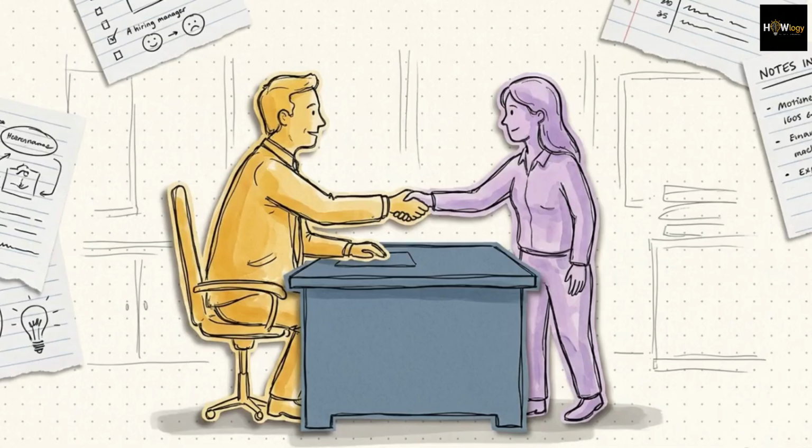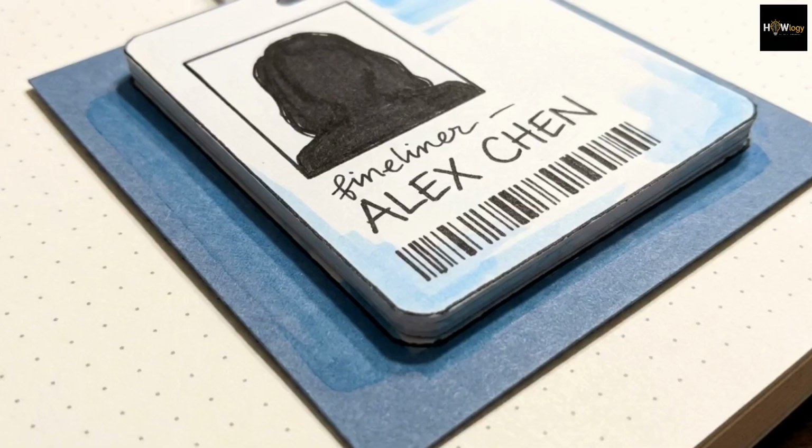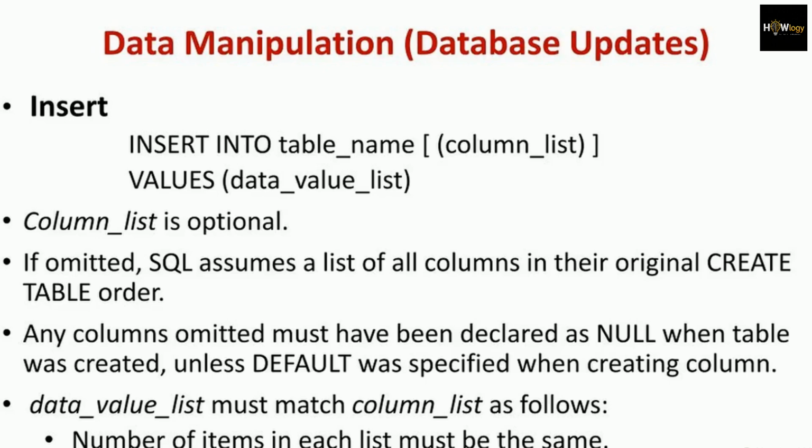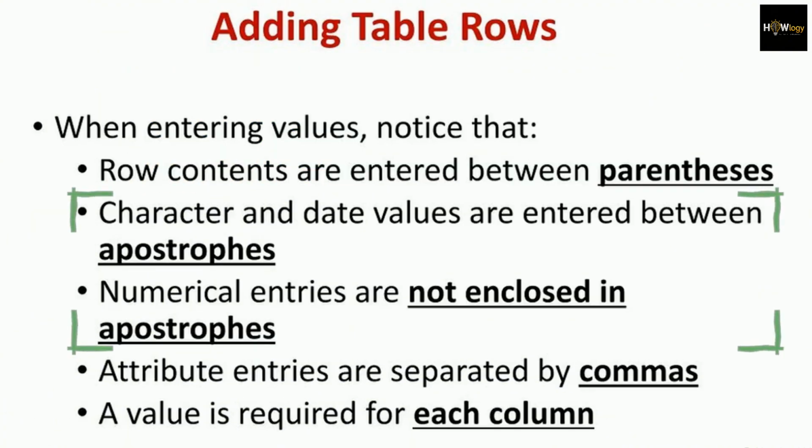The lifecycle of any piece of data starts with creation. Let's say a company hires a new employee. That person officially exists in the real world, so now we have to add their record to the digital system. This slide outlines the syntax to do that. Start with insert into, the target table name, then the values. You have to wrap character strings and dates in apostrophes, while numerical entries are entered directly without them.